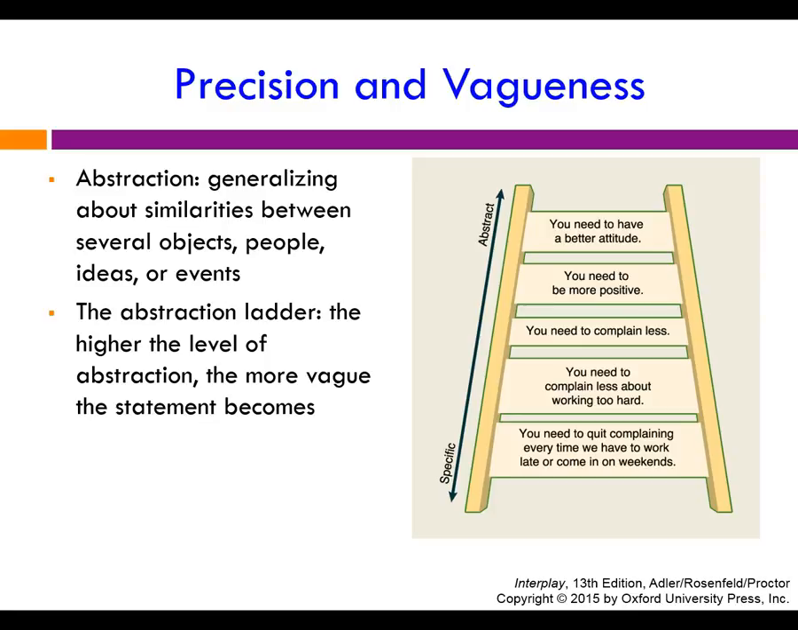You can see as we go down the ladder, the statements are getting more and more specific in order to inform the individual how they can change their attitude or why the individual even thinks they have a bad attitude. And at the very bottom of the ladder, we see the statement, "You need to quit complaining every time we have to work late or come in on weekends." This is a very specific statement that illustrates why this person believes you may have a bad attitude.